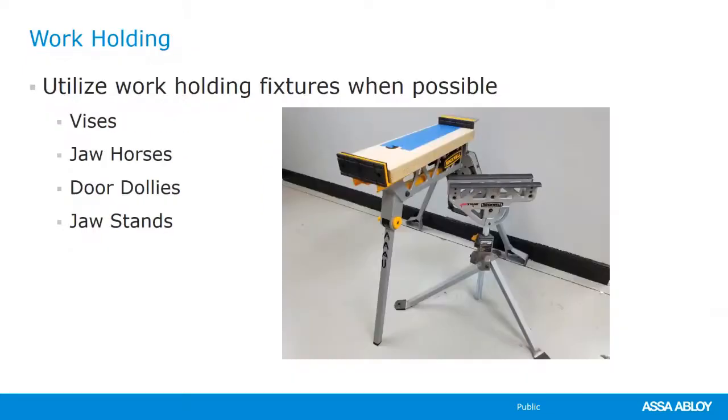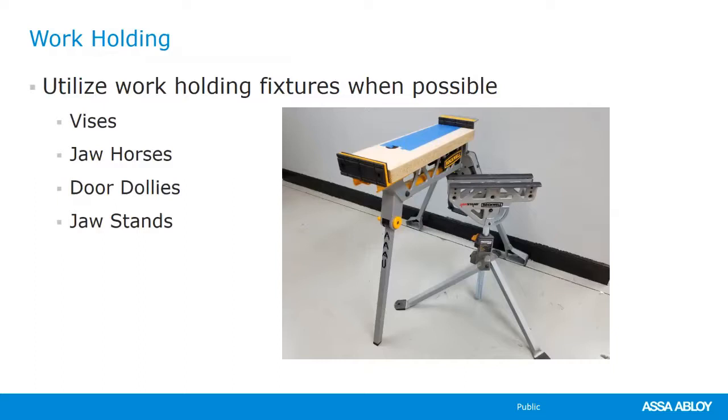When we're on the job site, work holding is really important for efficient installs, also for safety factors in general. Vises are important to have. If you have a place to mount a vise, then that works really well. But what I've found is on job sites, these jaw horses work really, really well. They clamp very, very tight. They can hold really small materials, even like the rod from an exit device.